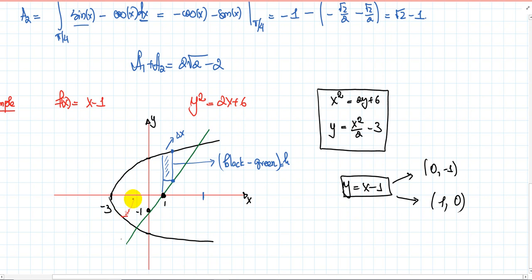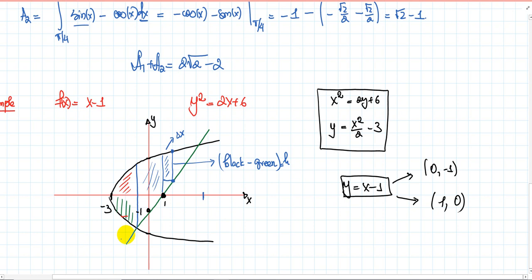So the first region will be from here until the end. Okay, this is the first region. The second region will be this one, and the third one will be this one. We have to find every single region separately. Then at the end we need to sum them.